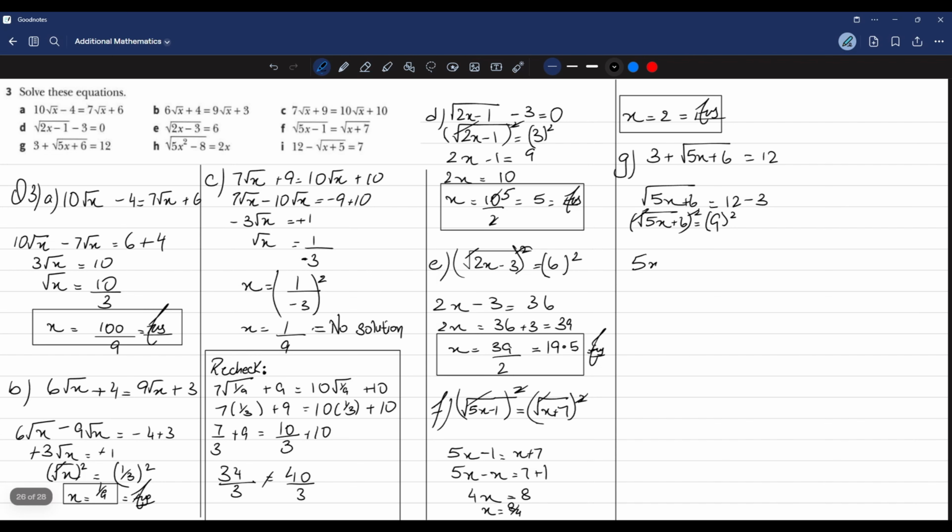So we have 5x plus 6, and that's equal to 9 squared, which is 81. So 5x is equal to 81 minus 6. What is 81 minus 6? 5x is equal to 75, and x is equal to 75 divided by 5. So what is 75 divided by 5? That's equal to 15. So x is equal to 15 is your answer for part G. I hope that's clear.